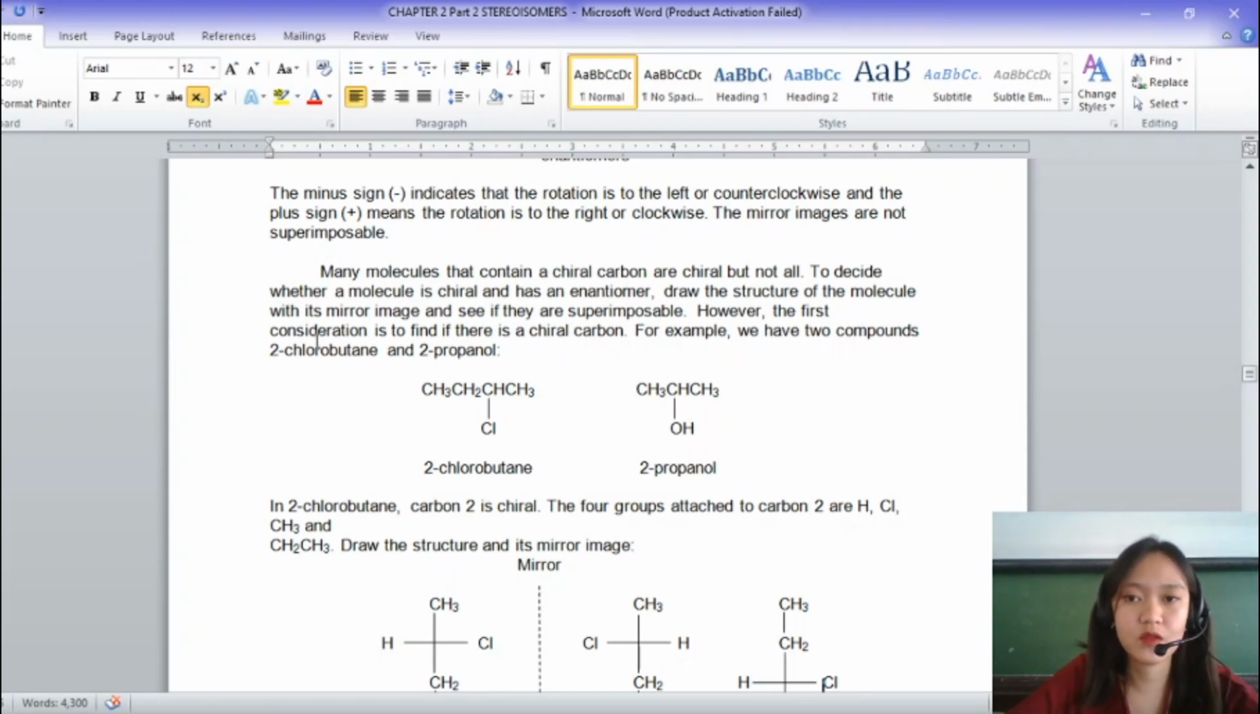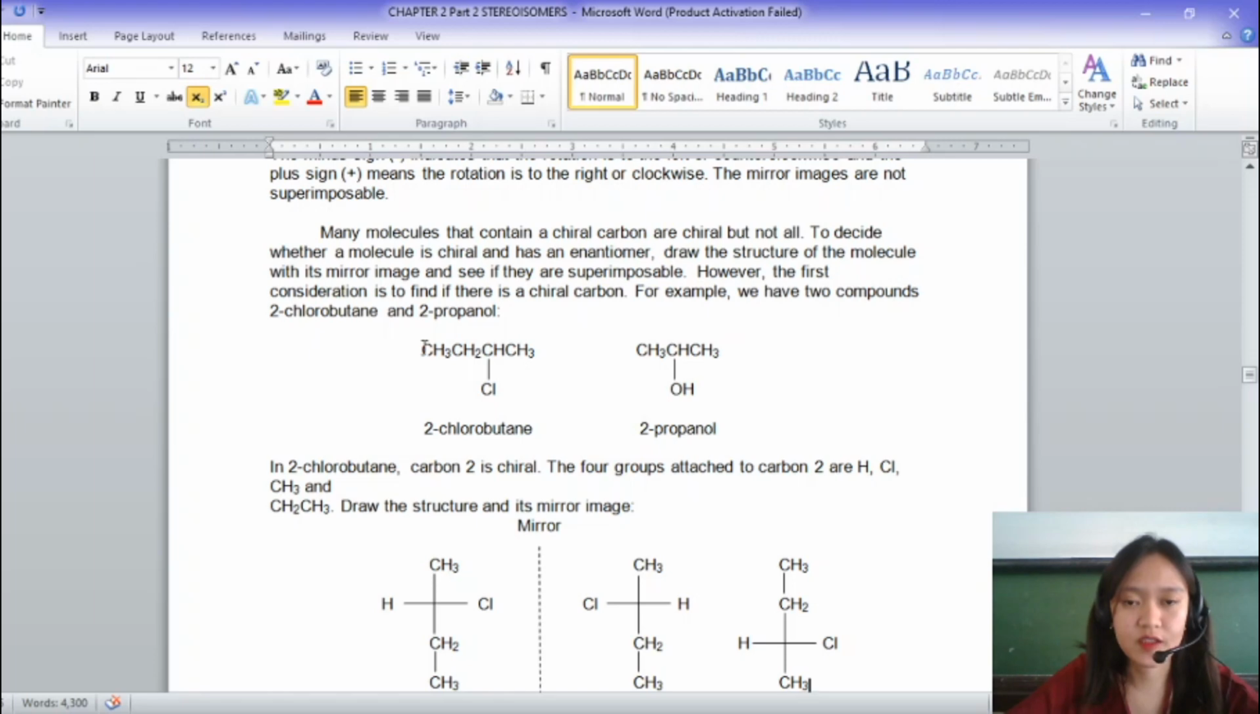So, for example, we have two compounds. You have the 2-chlorobutane and the 2-propanol. Okay, so you have here 2-chlorobutane. So, why 2-chlorobutane? Because your chlorine atom is located on the second carbon. Kita? So, by the way, where will you start counting? Again, ang number 1 na carbon atom, dito kasi diba you have 4 carbon atoms. 1, 2, 3, 4.